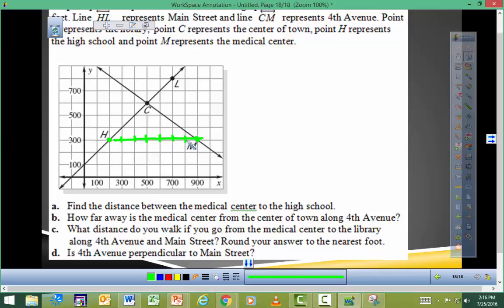But in any event, that's 100, that's 200, 300, 400, 500, 600, 700. So this total distance is 700. And the unit we were told was feet. So that's 700 feet. So that takes care of part A. How about part B? How far away is the medical center from the center of town along 4th Avenue?